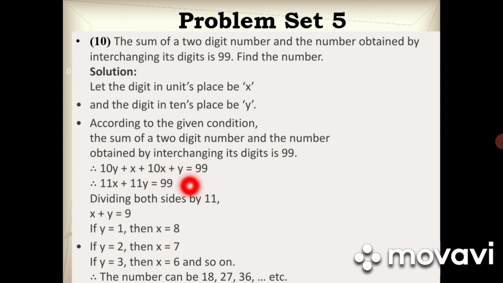Therefore 11x plus 11y is equal to 99. Dividing both sides by 11, we get x plus y is equal to 9. If y is equal to 1, then x is equal to 8. If y is equal to 2, then x is equal to 7. If y is equal to 3, then x is equal to 6, and so on. Therefore, the number can be 18, 27, 36, and so on.